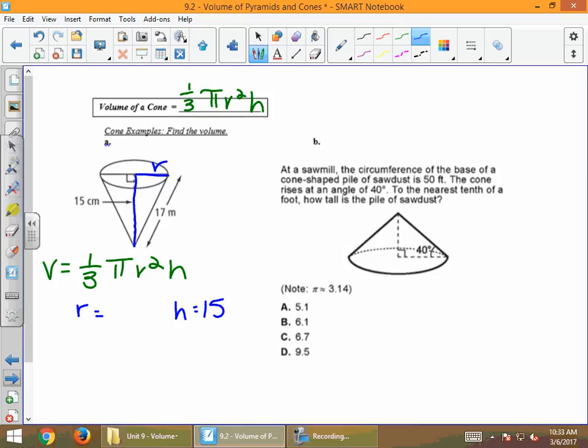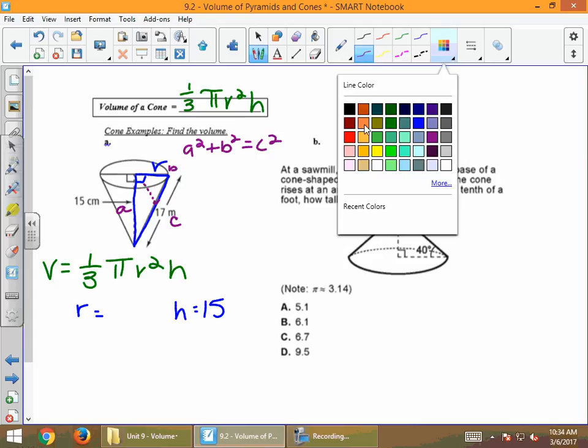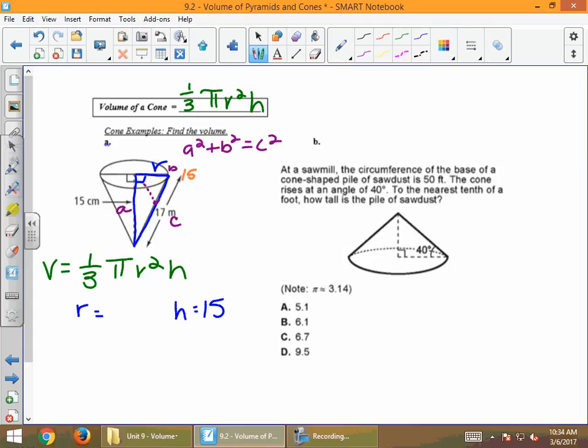But what kind of shape do we have here, this blue shape? Yeah, right triangle. And we know this part of the right triangle is 15, and this part is 17. How can we find that bottom part of our right triangle, or radius? Pythagorean theorem. So we can do a squared plus b squared equals c squared. Label the side across from your 90 as your c. This side's your a, and that side is your b. So a squared plus b squared equals c squared.